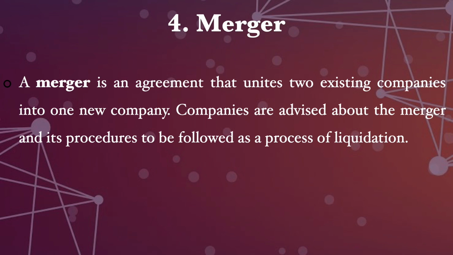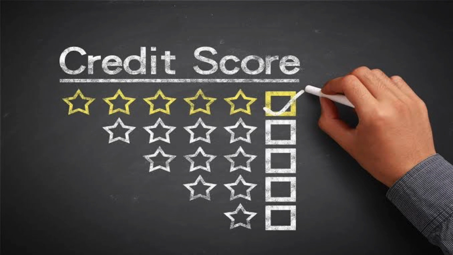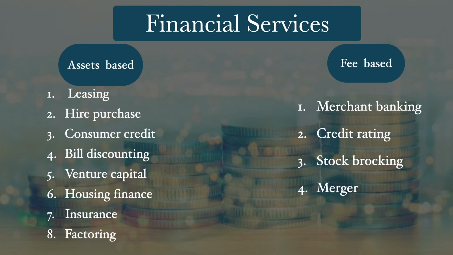So financial institutions also give services in advising both companies, if they are willing to merge, on the procedures they have to follow as a process of liquidation. Okay, so it is a huge process, this merger concept. Maybe in theory it might seem simple, but in practice it is a very huge process. Okay, so these are the four kinds of financial services under fee based. We have just covered fee based: merchant banking, credit rating, stock broking, and merger.